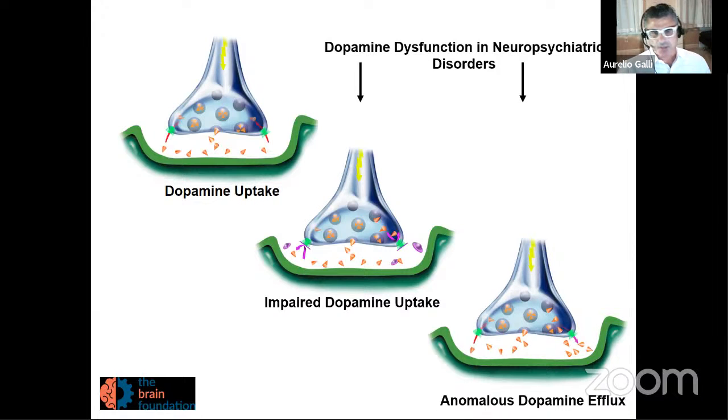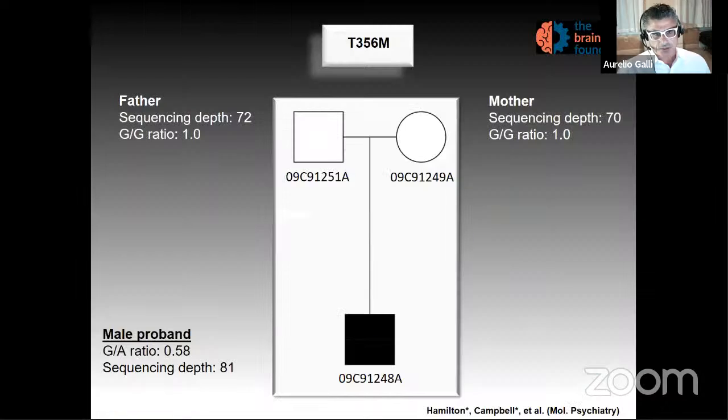For reasons that can be signaling pathway or structural, now the transporter binds dopamine from inside the neuron and pumps dopamine outside, therefore increasing the extracellular dopamine level, and this is what we call anomalous dopamine efflux. And this has been noticed for the first time in the A559V mutation, and later on in the T356M mutation associated with autism. So the proband is a male, who has been classified as having autism spectrum disorder at age 5.